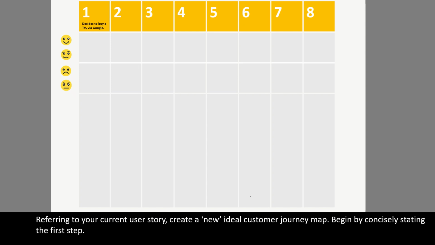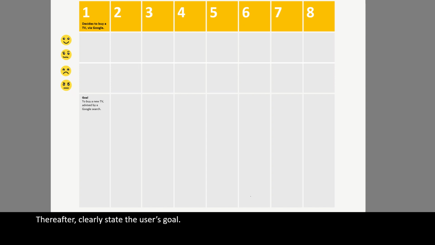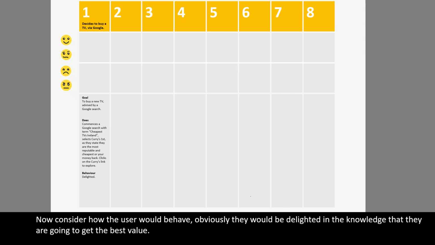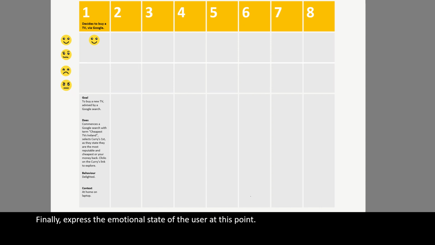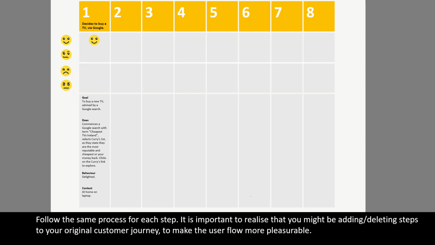Begin by concisely stating the first step. Thereafter, clearly state the user's goal. Next, state what the user would ideally do to fulfill the goal. Now consider how the user would behave. Obviously, they would be delighted in the knowledge that they are going to get the best value in this particular instance. Then consider where the scenario is taking place. In this example, the context is at home on the laptop. And finally, express the emotional state of the user at each point. Follow the same process for each step.